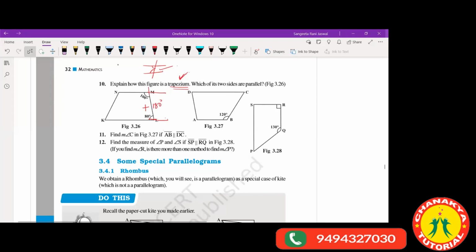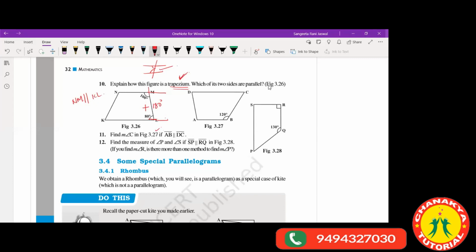Which of its two sides are parallel? Two sides, MM is parallel to KM. These are the two parallel sides. Now this is figure 3.27. This is for the next question.